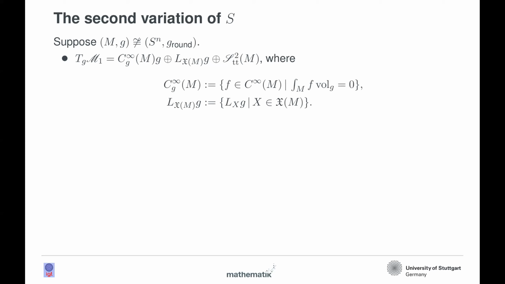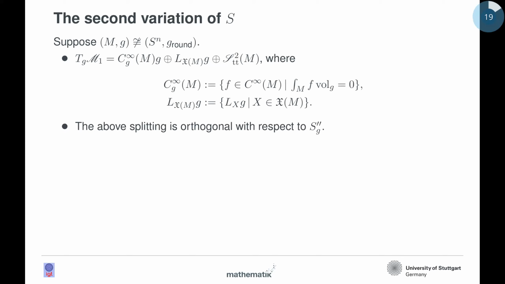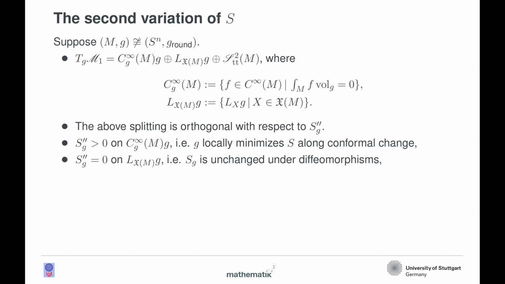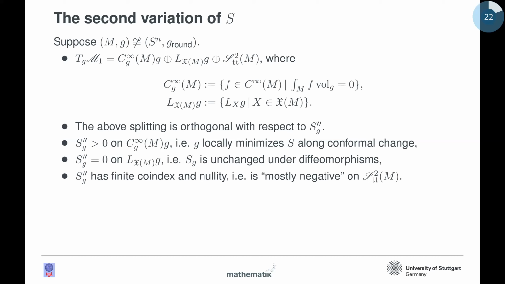And the third part is the space of tt-tensors. And this is the interesting part. This splitting is orthogonal with respect to our Hessian, or our second variation, so we can study it separately on each of these 3 summands. The first one is always strictly positive. So we always know that an Einstein metric locally minimizes its total scalar curvature in its conformal class. As I explained, the scalar curvature and also total scalar curvature is not changed under diffeomorphism. So of course we expect this second variation to vanish identically on the second summand, the Lie derivatives. And on the third summand, it's almost negative in the sense that there might be a finite dimensional space where it is positive or 0.